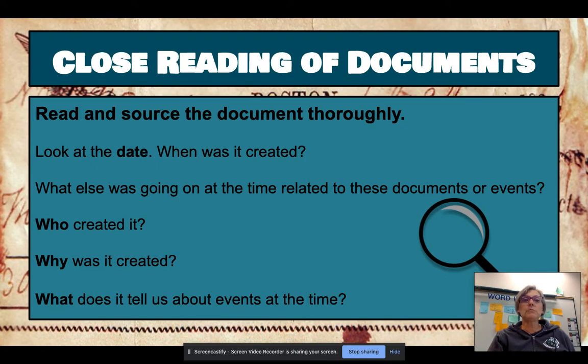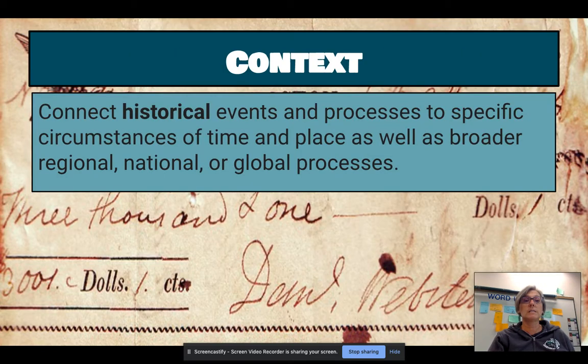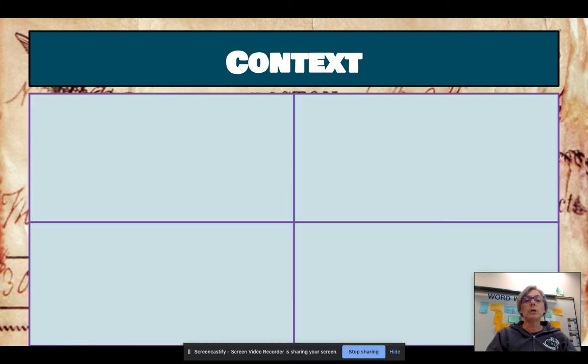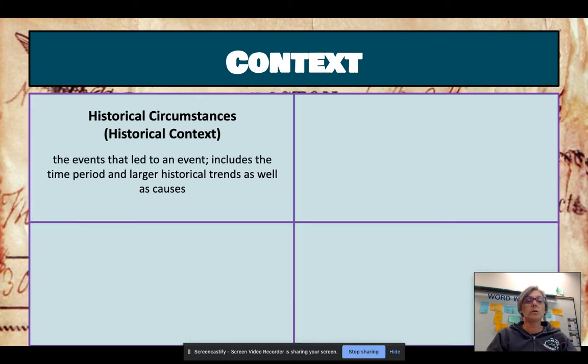So first off, you need to read a document thoroughly. Look at the date, when it was created, and what else was going on at the time. Who created it? Why was it created? And what does it tell us about the time of the events? When we talk about context, we're connecting historical events and processes to specific circumstances of time and place. So remember, we've talked about time and space being super important. So when you look at context, you're looking at the historical events that led up to it in that time period, as well as causes of an event.